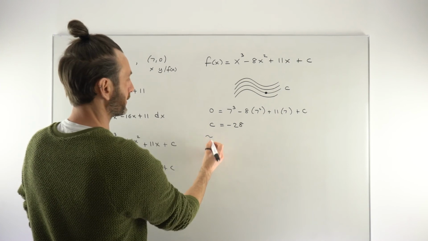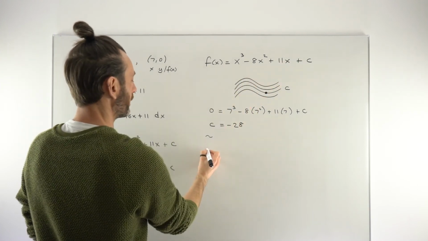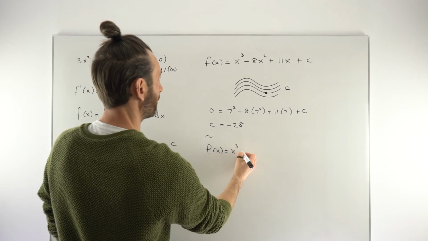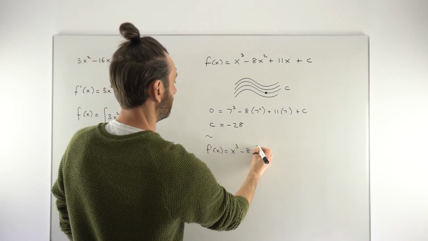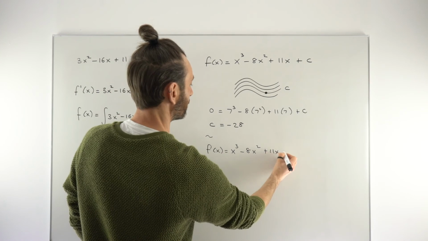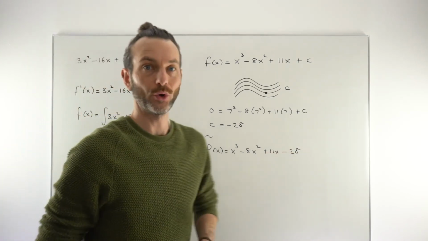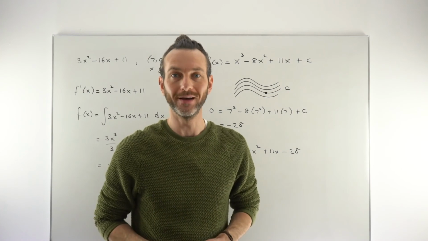So that now tells us that the particular function we're looking for is f of x equals all of that stuff up there, x cubed minus 8x squared plus 11x minus 28. Okay, and that's the function that we're looking for. That is the solution to that problem.